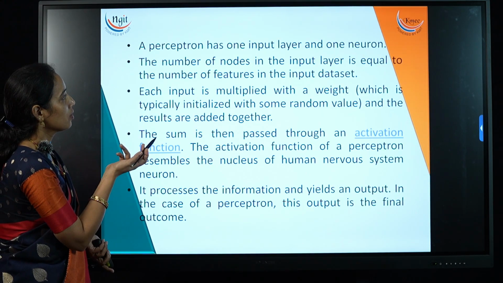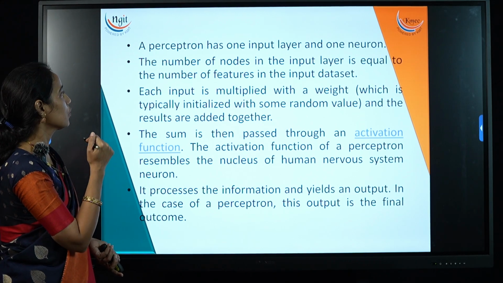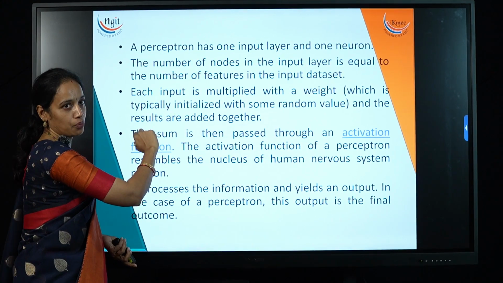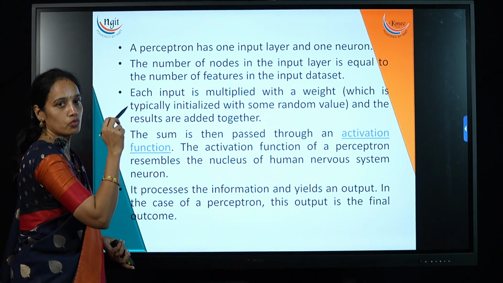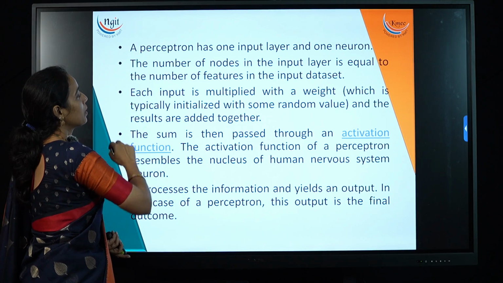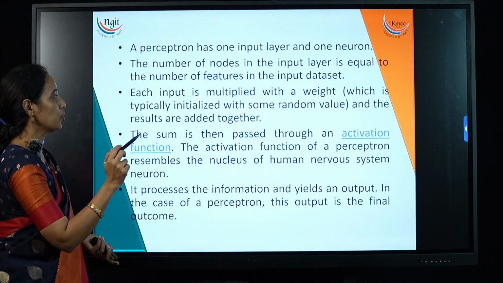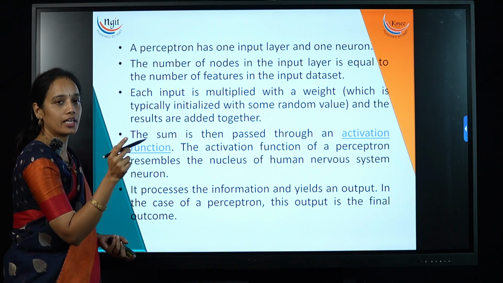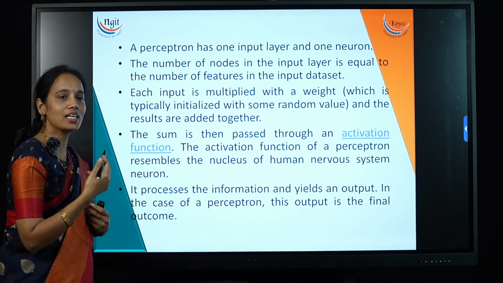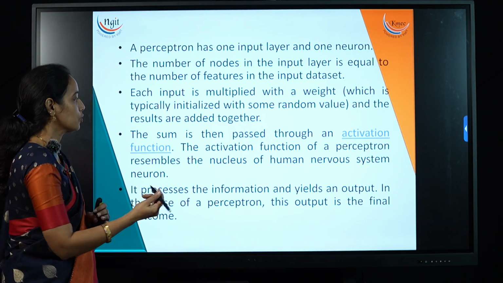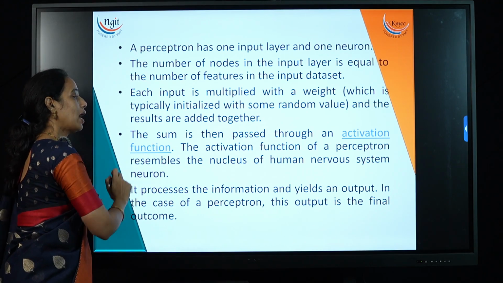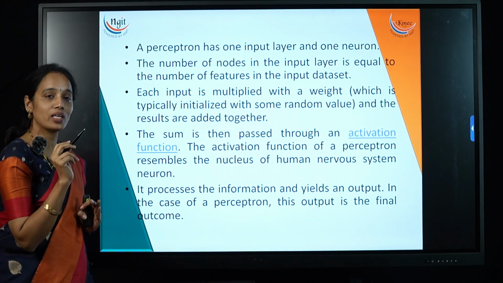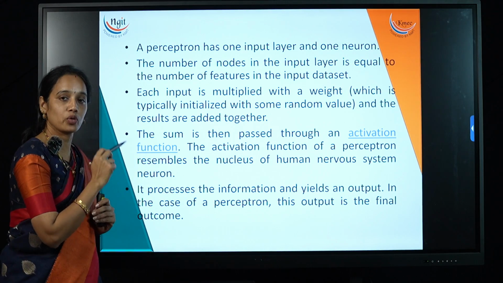A perceptron has one input layer and one neuron, and the number of nodes in the input layer is equal to the number of features in the input data set. Each input, as I said, is multiplied with a weight and the results are added together. That weight is typically initialized with some random value. The sum is passed through an activation function, and the activation function of a perceptron resembles the nucleus of a neuron in the human nervous system.